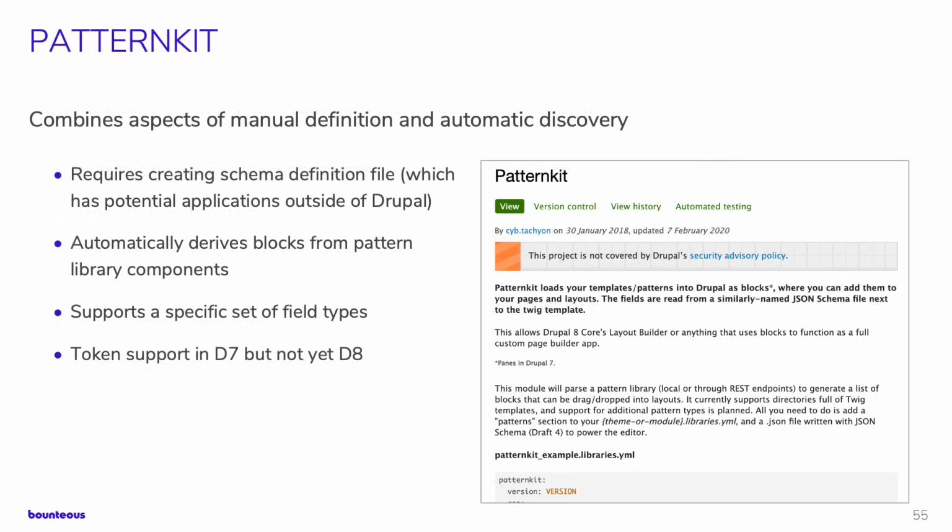So lastly, in the automatic discovery area, to look at a module that is thankfully not maintained by me, is the PatternKit module, which I believe is maintained by the folks at Red Hat. And this kind of combines aspects of manual definition and automatic discovery, in that it depends on a schema definition file. And that schema definition file, it uses JSON schema, has potentially some applications outside of Drupal as well. But at the end of the day, it derives blocks from your pattern library components, which you can use in the Blocks UI or in Layout Builder.